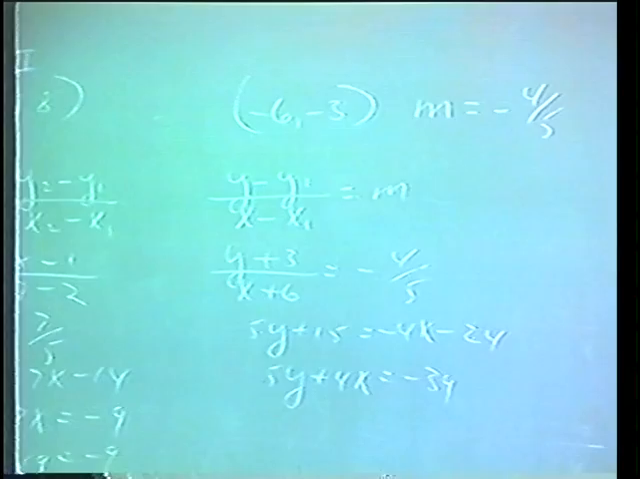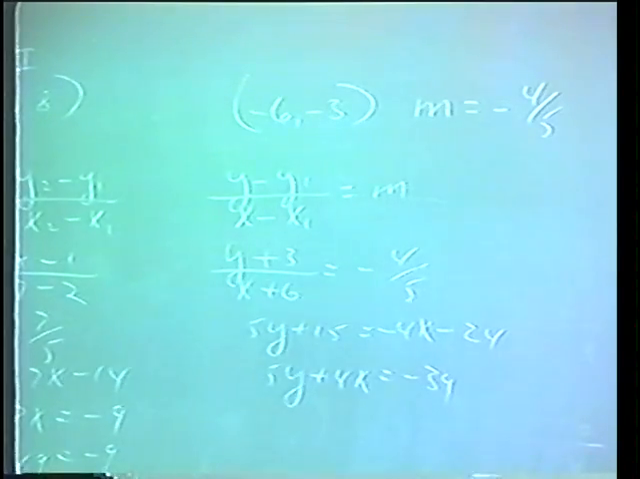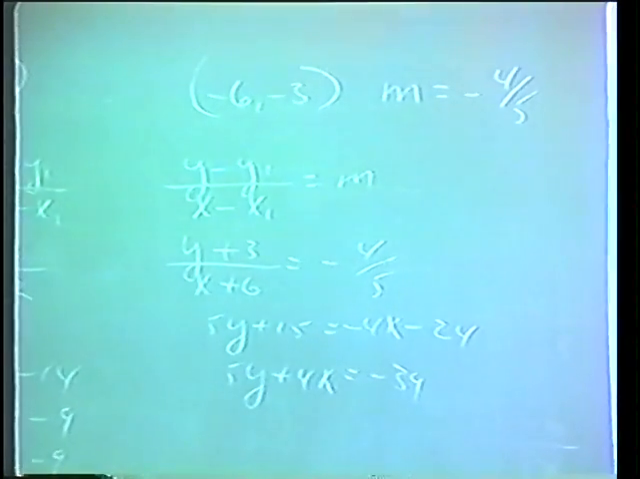that passes through the point negative 6, negative 3, and has a slope of negative 4/5.